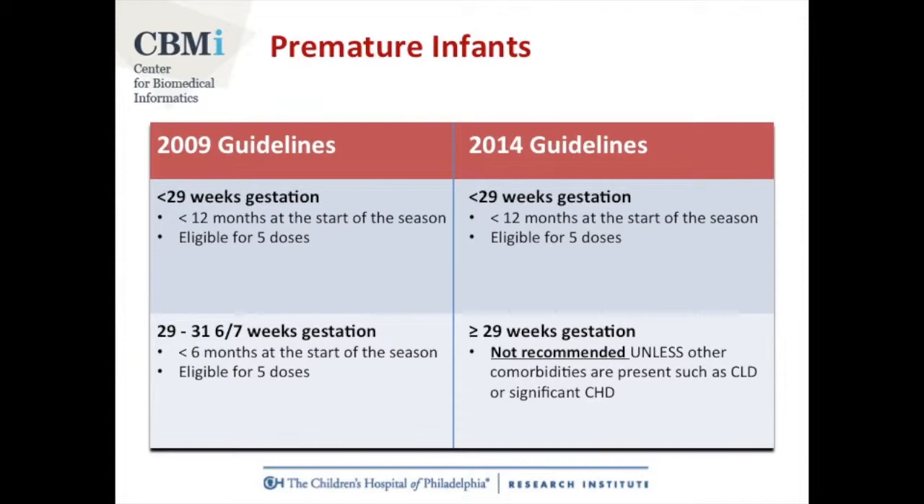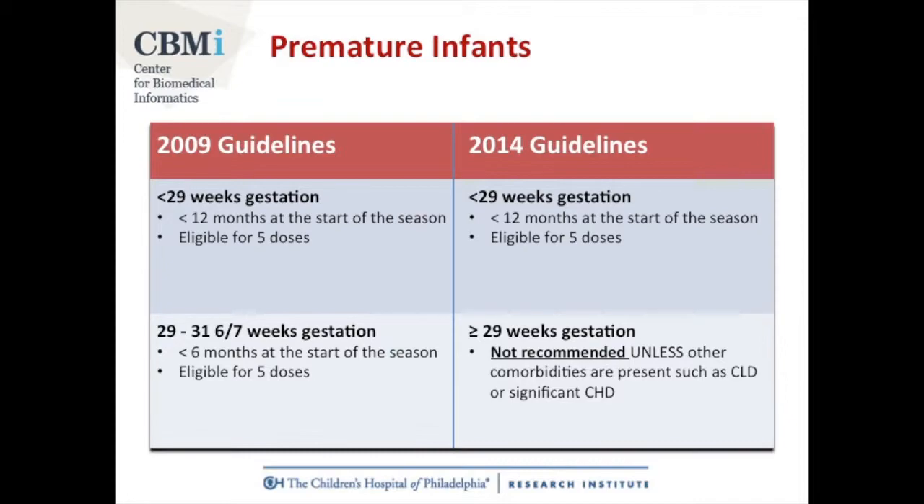If they were 12 months old at the start of the season or less, they were eligible for 5 doses. That has continued into the 2014 guidelines. So less than 29 weeks gestation, so 28 and 6 or less. As long as they are less than 12 months old at the start of the season, that's November 1st, they're eligible for 5 doses of palivizumab, which will carry them through the entire season.